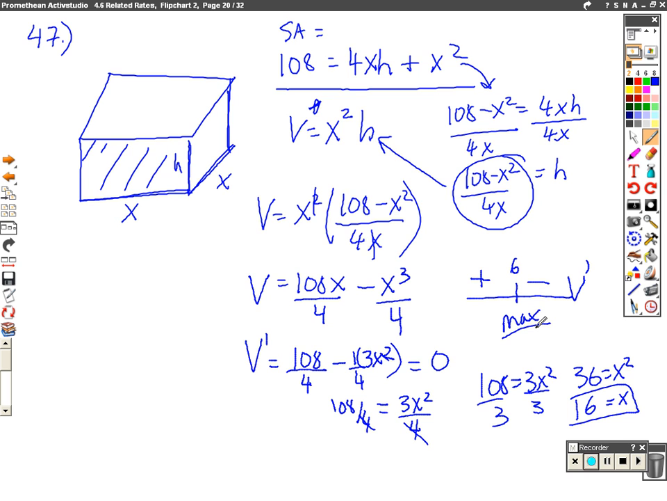All right, and let's just check that we're answering the question. They actually ask us to find the dimensions. So x is the dimension of the bottom. We need the height. Let's go back and use our equation. We knew that h was 108 minus x squared over 4x. So let's plug in 6. That's 108 minus 36 over 4 times 6, which is 24. 108 minus 36 divided by 24 is actually 3.